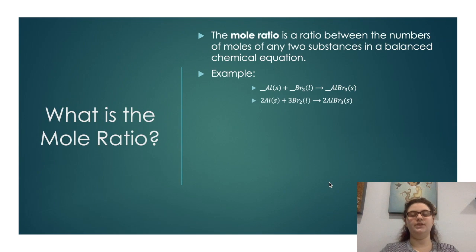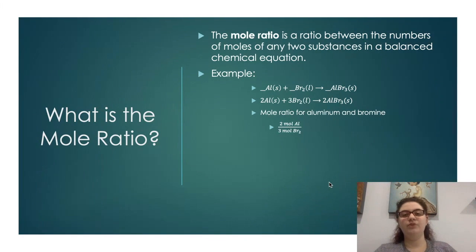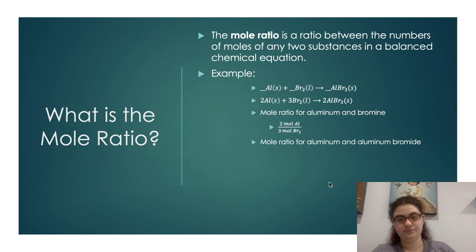Yes, that's correct. So it's 2 moles of aluminum and 3 moles of bromine to create 2 moles of aluminum bromide. So a mole ratio for aluminum and bromine would be 2 moles of aluminum to 3 moles of bromine. Then can anyone tell me what the mole ratio for aluminum and aluminum bromide might be? Yes, 2 moles of aluminum to 2 moles of aluminum bromide.